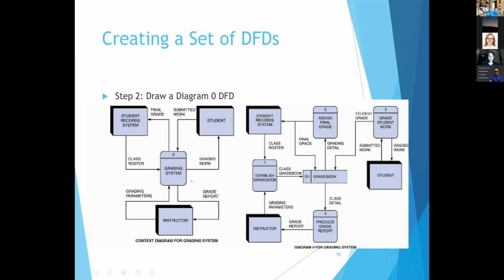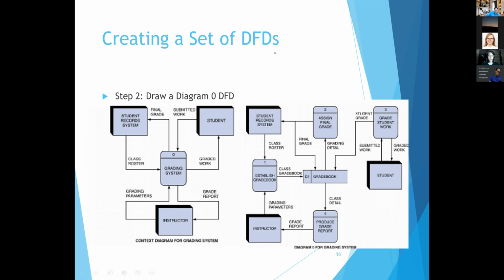Similar to the way you exploded the context diagram into diagram 0. For example, for grade student work, we say that firstly we check plagiarism, second we compare the result with a key, and the third sub-process is to mark the score or write the score on the paper. If I say the first one is plagiarism checking, you can see that when you compare it with assign final grade, produce grade report or establish grade book, they are not related and they are at different levels.